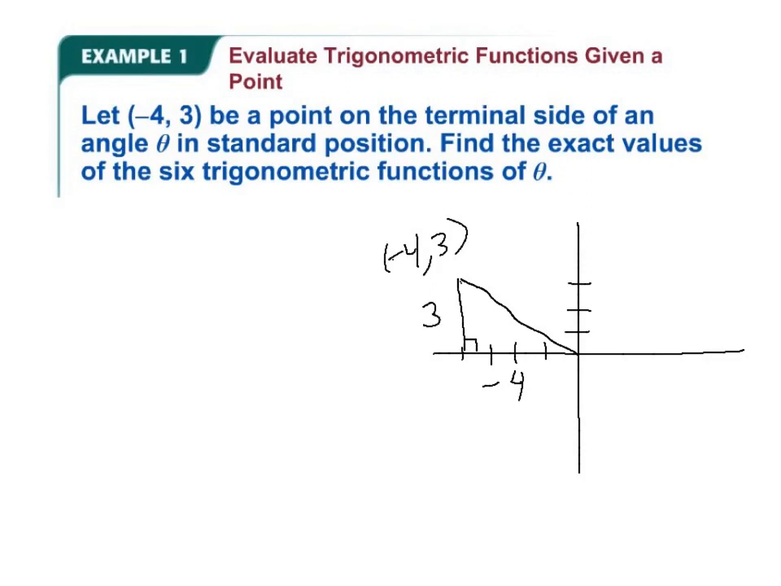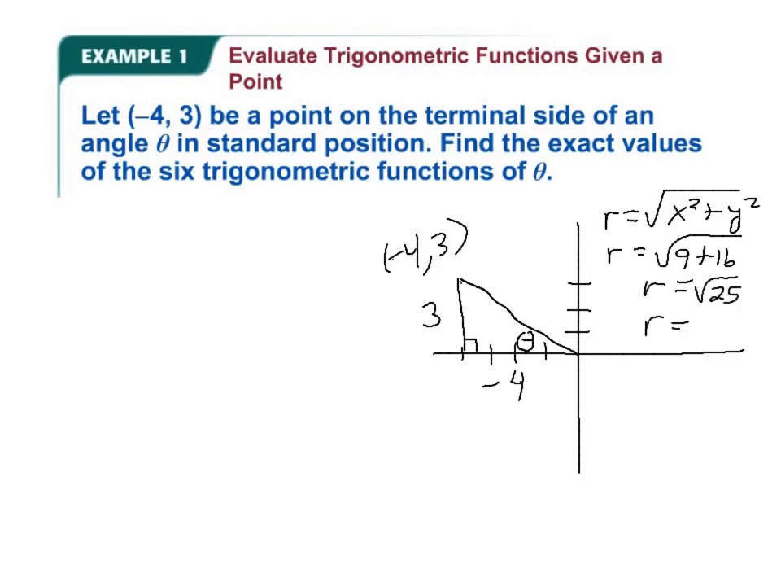Our theta is always the acute angle closest to the origin. So now that we have everything set up, usually the next step is to find your radius. Our radius is going to be the square root of x squared plus y squared, just our hypotenuse using the Pythagorean theorem. So that's going to be 9 plus 16, or the square root of 25.